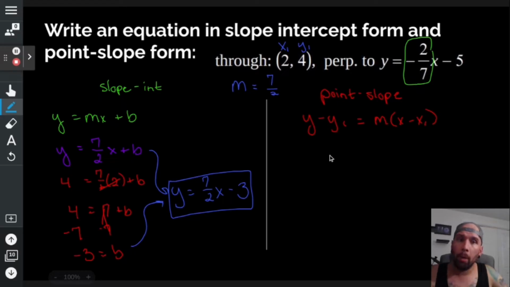Oh, I already labeled my point. So y minus 4, because y sub 1 is 4, equals m. I already know what that is, 7 over 2, times the quantity x minus x sub 1, which is 2. And I'm done.